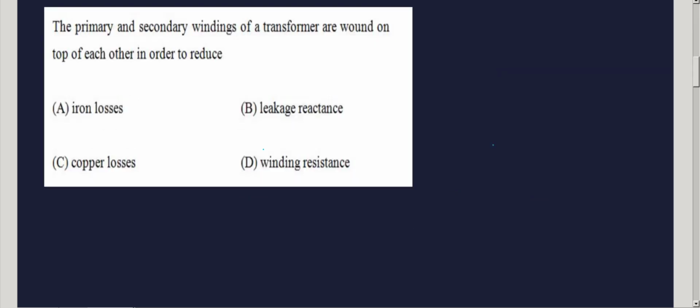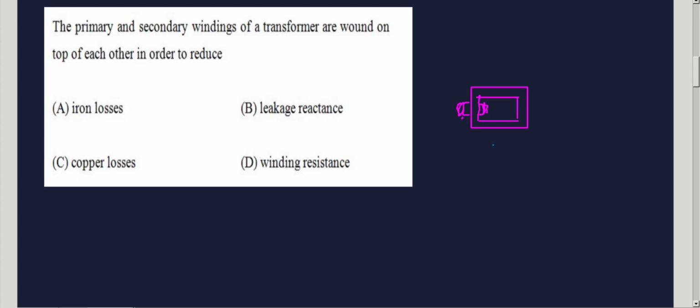Next question. The primary and secondary windings of a transformer are wound on top of each other. So this is a transformer core, this is the LV winding, and the HV winding is placed on it.